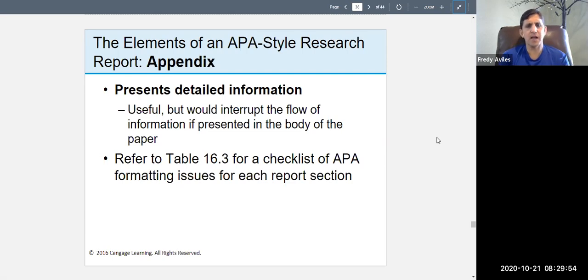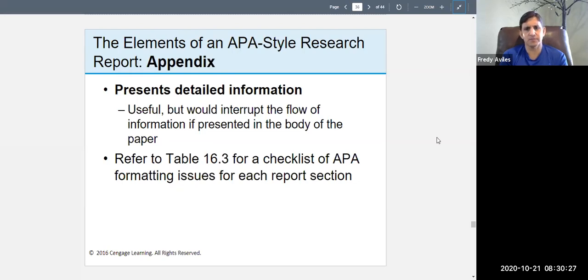So appendices present detailed information, okay? Because you don't want to go on and on, right, for pages, let's say, describing a survey, a questionnaire. So you might want to just describe some of the items, or the types of items, examples of each type, right? And then say, see appendix. Appendices are useful, okay? But they would interrupt the flow of information if they're presented in the body of the paper. So they're not presented in the body of the paper, they're presented at the end, okay?